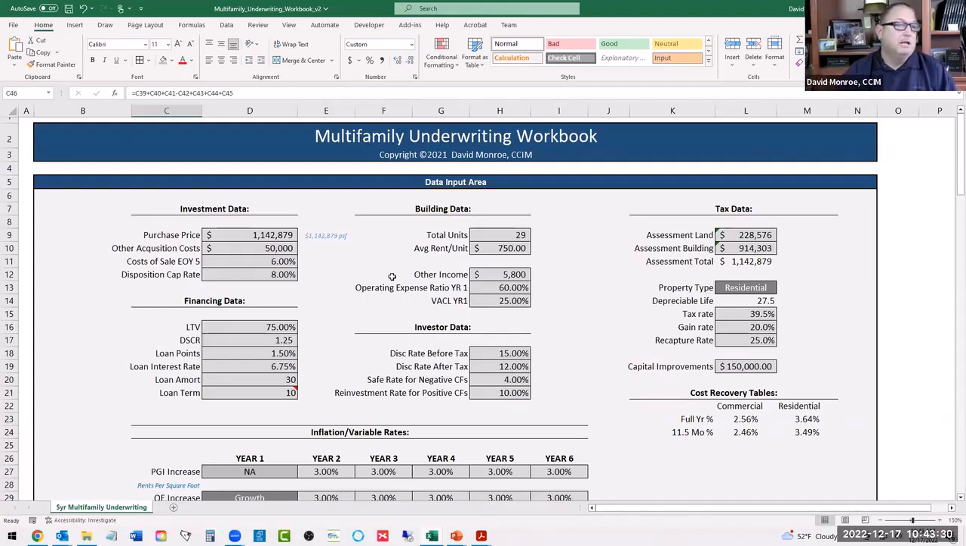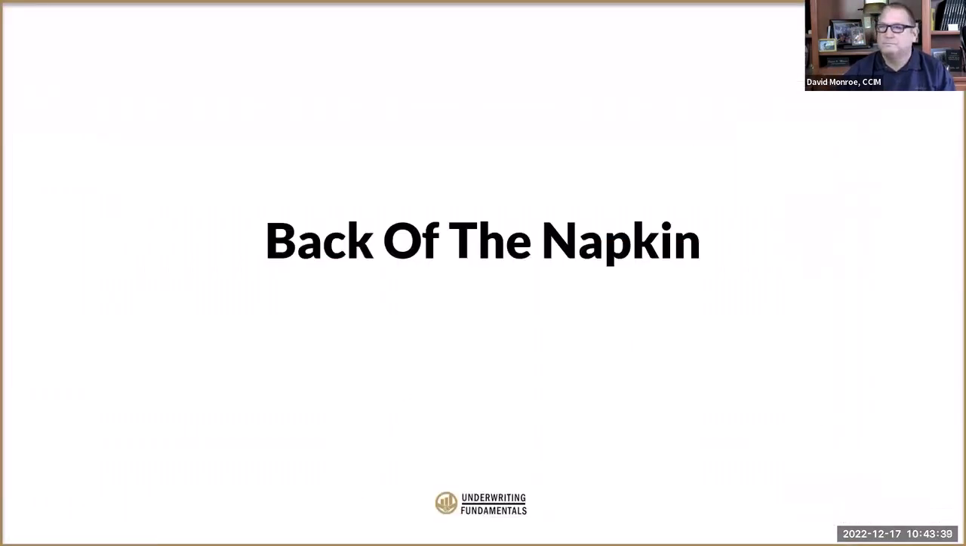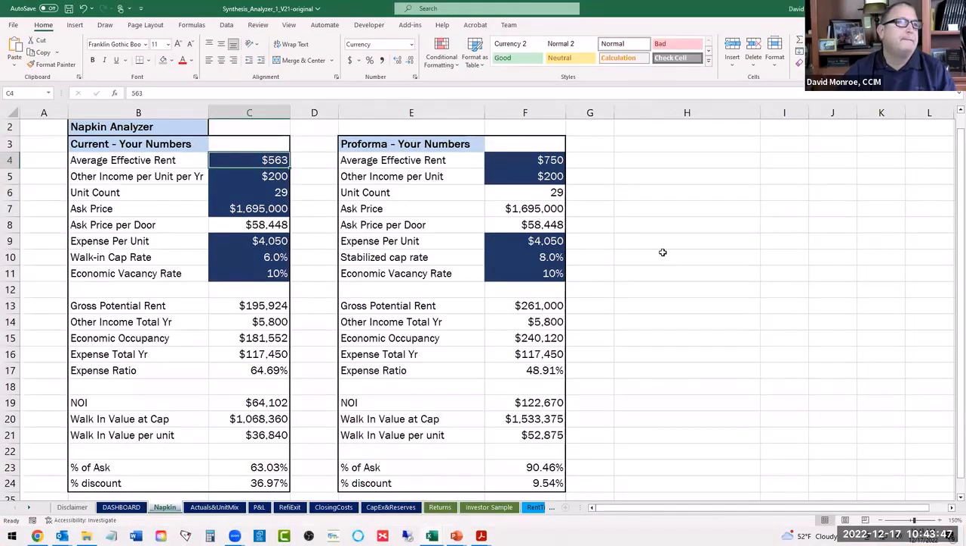All right. Let's go look at synthesis. Where'd you go? There you are. All right. So here's synthesis. Same property. Same 29 units, same cash flows. Remember I said average effective rent is $563,000. We did $200 a month other income, 29 units, purchase price of $1,695,000. I went to the other deal and looked at what my expenses per unit were, figured that up, and threw that in here.